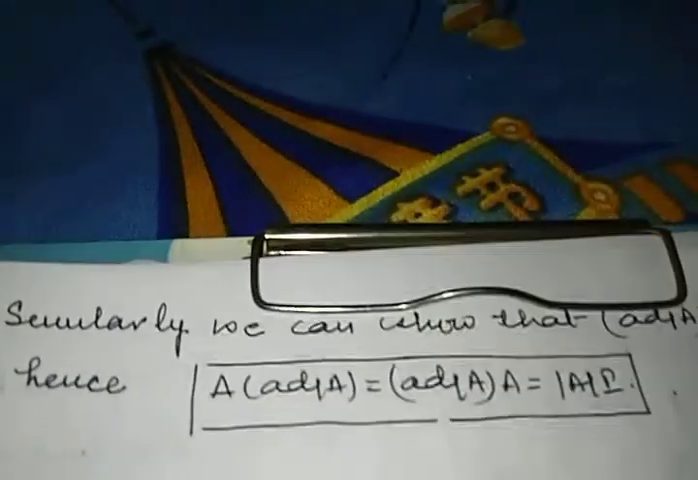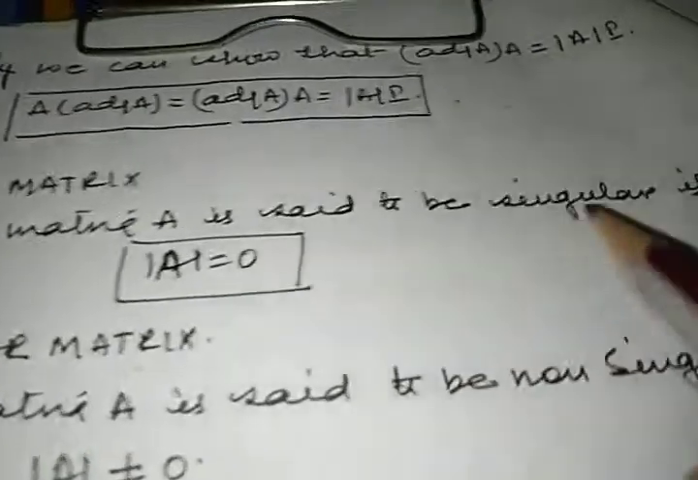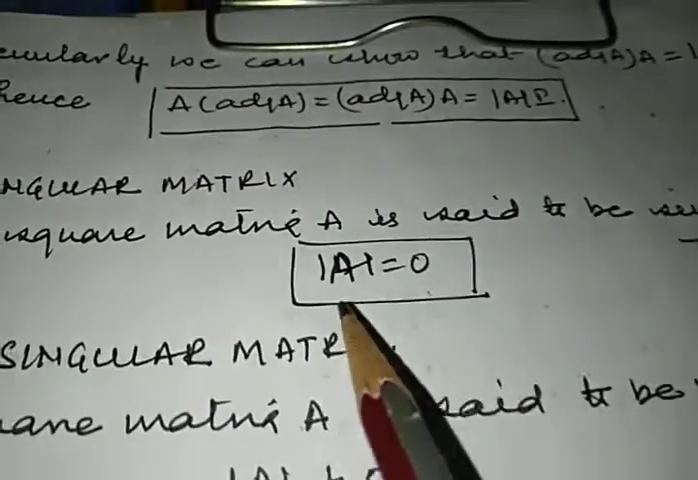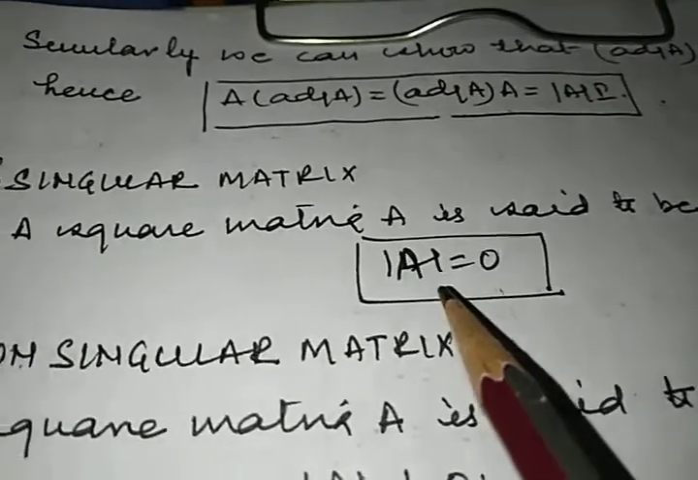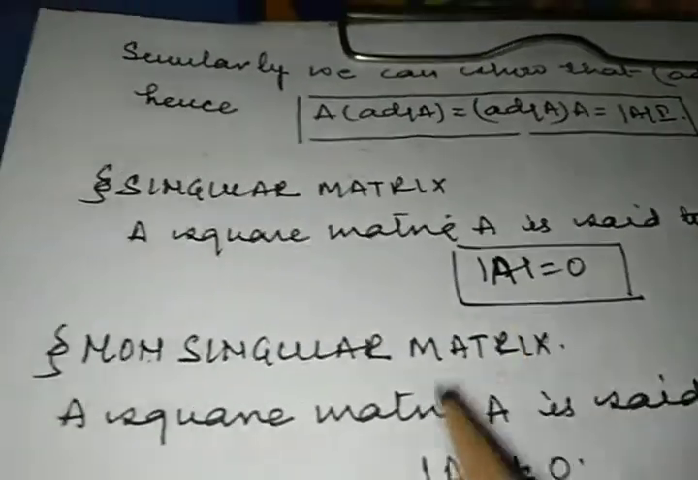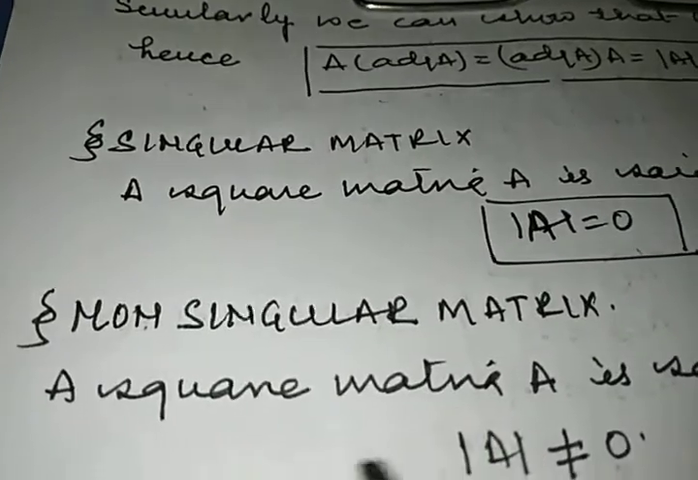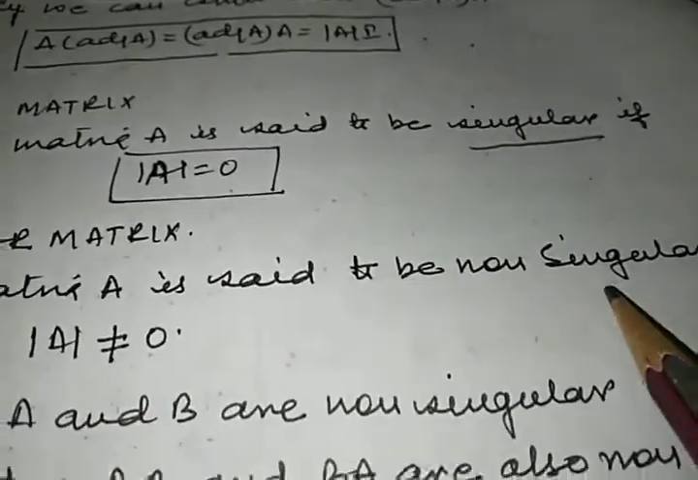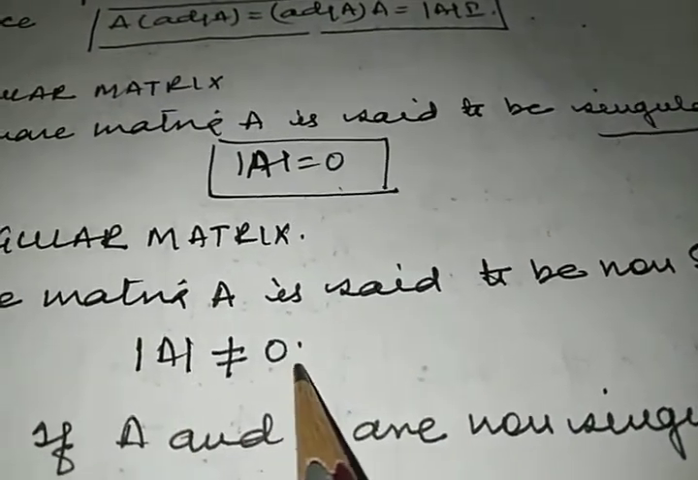Okay, so this is easy to prove: A times adjoint A equals determinant A times I. Now come to the singular matrix. A square matrix A is said to be singular if the determinant of A is equal to 0. This is also very important for short questions. So determinant A equal to 0 means the matrix A is singular, and it should be a square matrix. Non-singular matrix: a square matrix A is said to be non-singular if determinant A is not equal to 0.